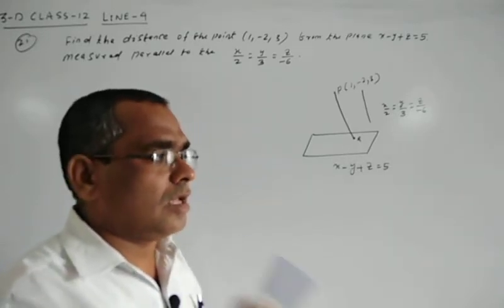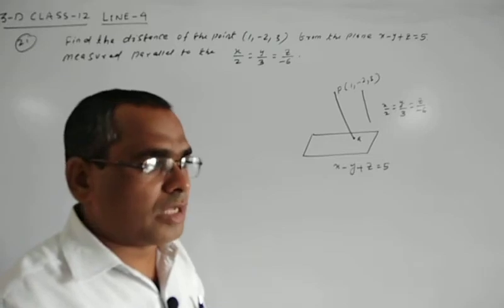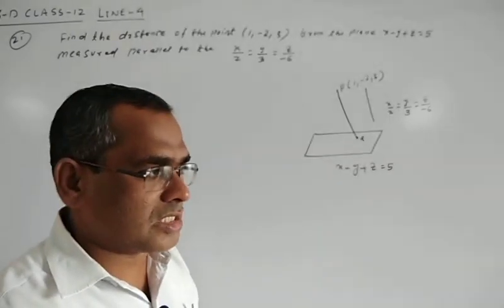Put the value of k in x y z, and this is the point of intersection.